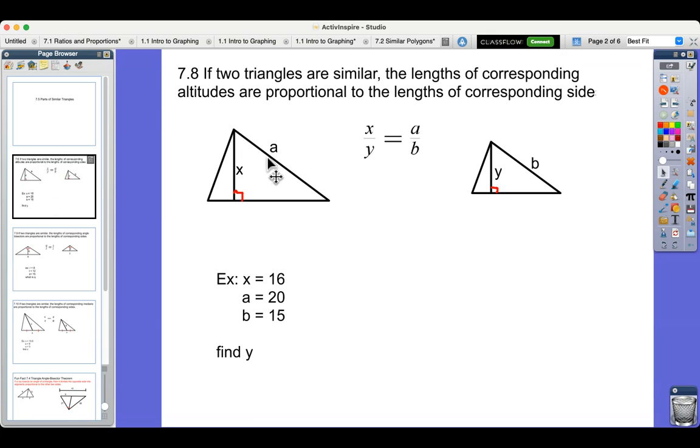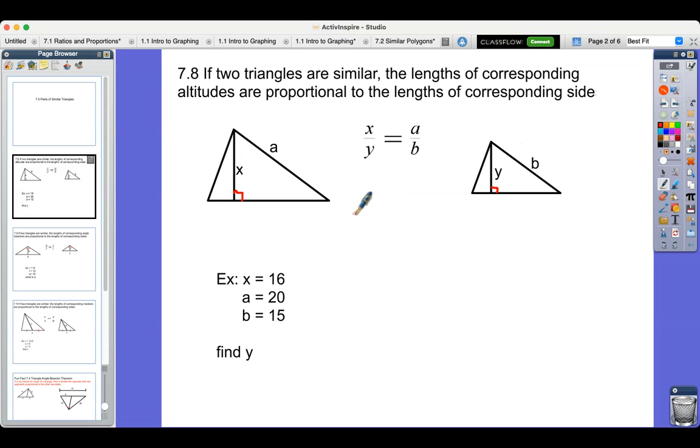So we'll start with this first postulate. There's no name for it, but it says that if two triangles are similar, then the corresponding altitudes are proportional, as well as the corresponding sides. So we can set a proportion within the triangle. An altitude is a segment that goes from the angle perpendicular to the opposite side, so it makes a right angle. The two inside parts of the triangle are similar to each other, so you can set up altitude to altitude, and then side to side.